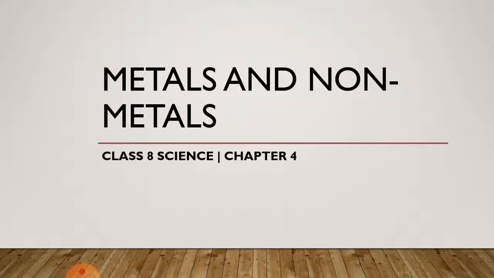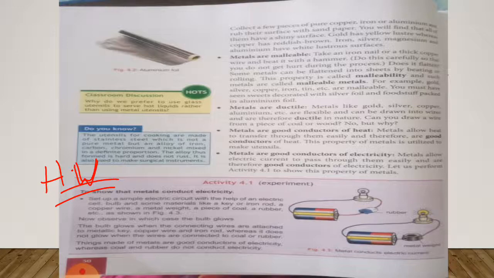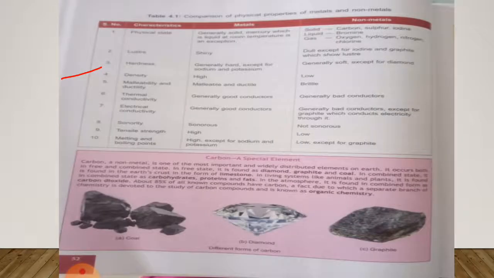We are again with chapter 4, that is metals and non-metals. In this chapter we have seen a little introduction about metals, some physical properties of metals. You have performed an activity, that is activity 4.1. You have seen some physical properties of non-metals and you have seen a summarized form of the properties of metals and non-metals.